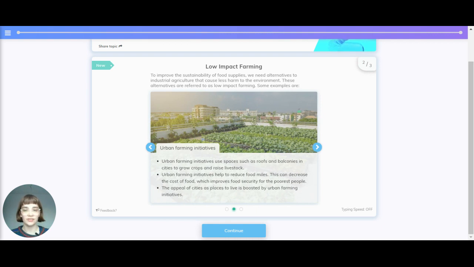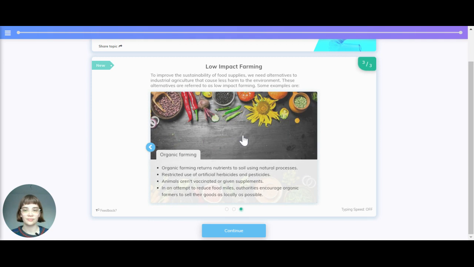There's urban farming initiatives, which use spaces like roofs and balconies in cities to grow crops and raise livestock. Urban farming initiatives help to reduce food miles, which can decrease the cost of food, improving food security for the poorest people. The appeal of cities as a place to live is boosted by urban farming initiatives.